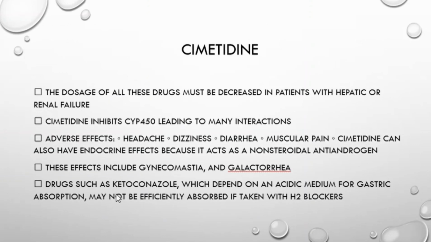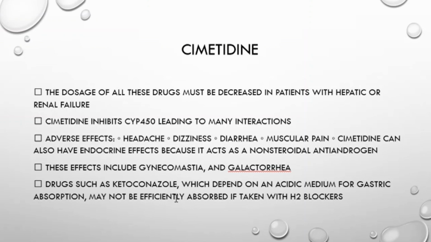We have one example drug, cimetidine. Specifically, the dosage of all the drugs must be decreased in patients with hepatic or renal failure. Cimetidine inhibits CYP450, leading to many interactions. The adverse effects are headache, dizziness, diarrhea, and muscular pain. Cimetidine can also have endocrine effects because it acts as a non-steroidal anti-androgen. These effects include gynecomastia and galactorrhea.